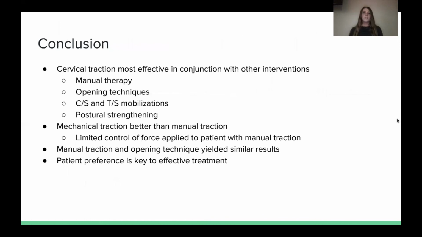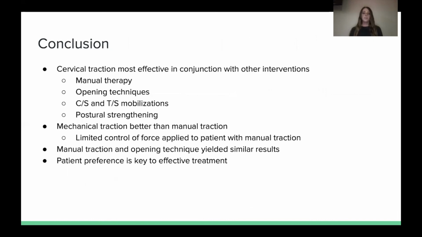So from all 4 of these studies, what can we conclude? First of all, cervical traction was most effective when it was in conjunction with other interventions. As we've talked about a lot in class, pairing skilled physical therapy with a modality is very important. And some of the interventions that our studies looked at are listed here. And these, in conjunction with traction, help to improve patient outcomes more.